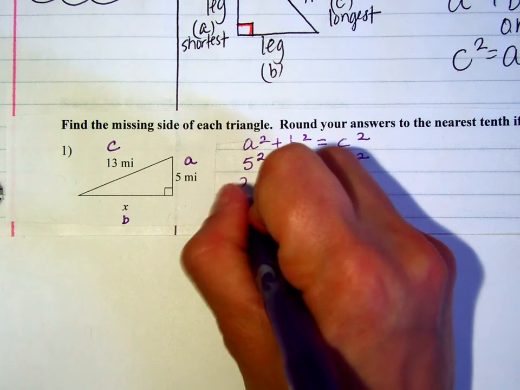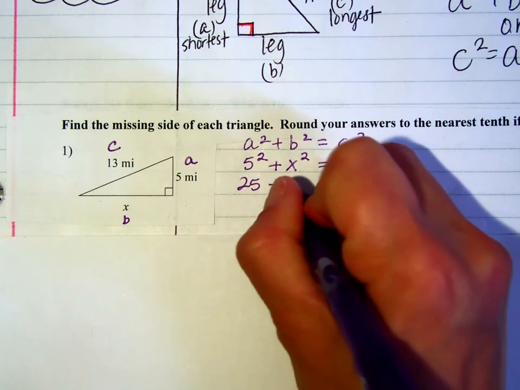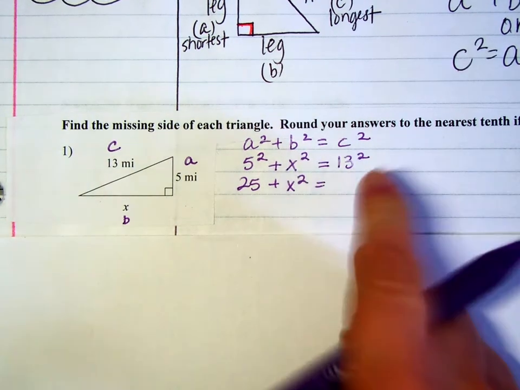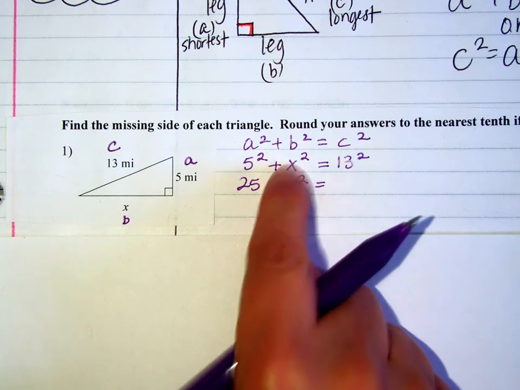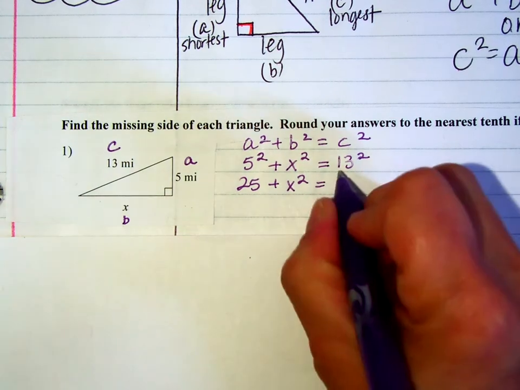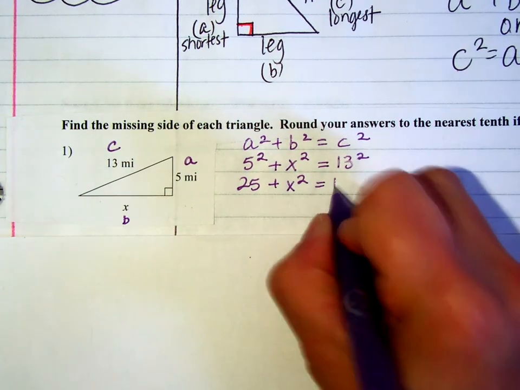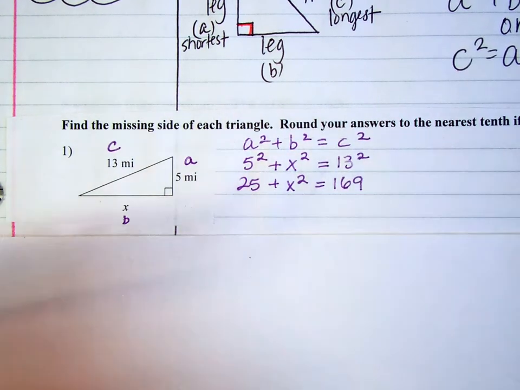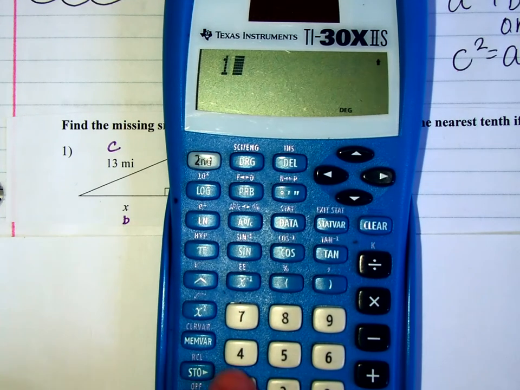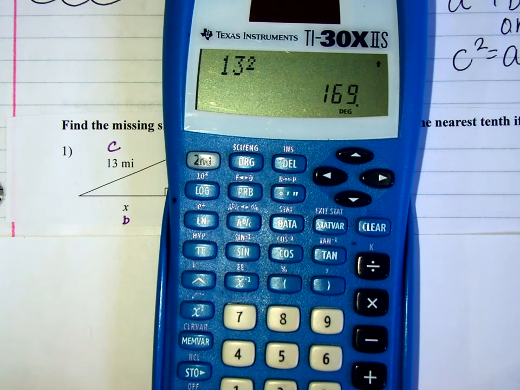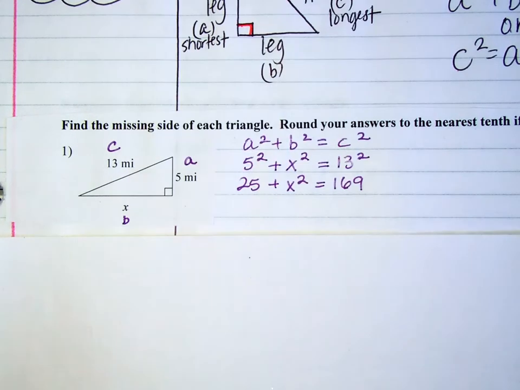Okay? You're going to do the same thing for 13 squared, so go ahead and put that into your calculator. I didn't have to do it for x squared because I don't know what x is. 13 times 13 is 169. If you don't believe me, you can verify it. 13 squared is 169. Okay.